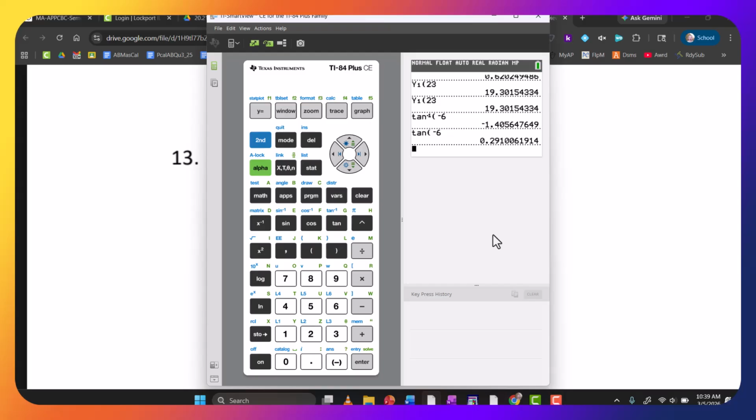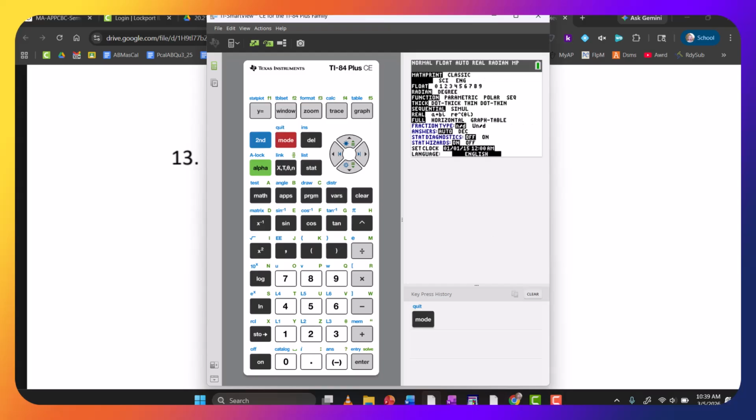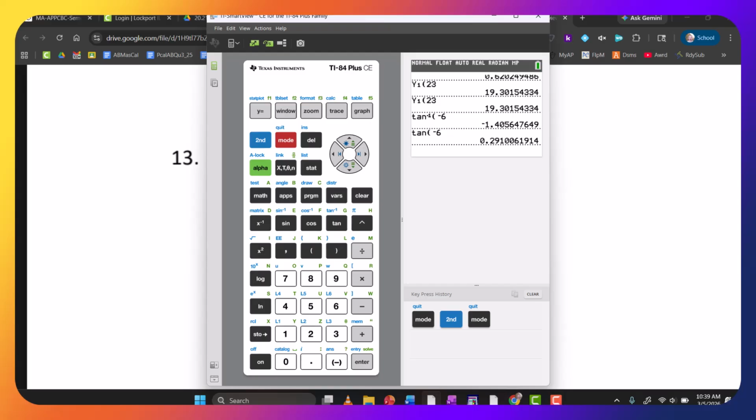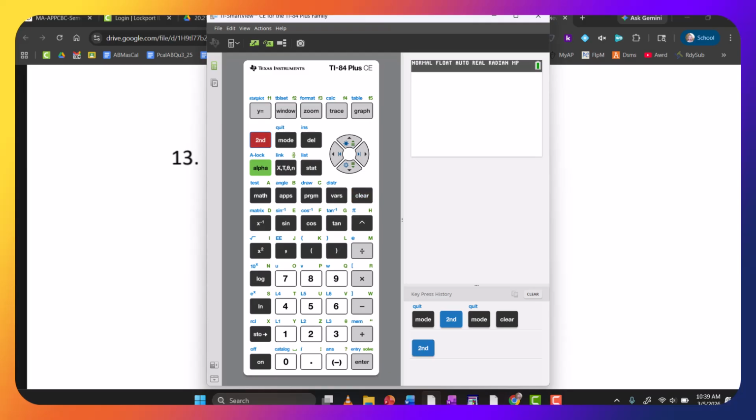First things first, make sure your calculator's in radian mode, but you didn't get it out. Next thing is second quit. I don't know if this is going to help you or not, but I'm still going to do it. It should be something that gets in your brain. When I do my video this way, the microphone can't really hear me when I talk away from it, so I have to yell.